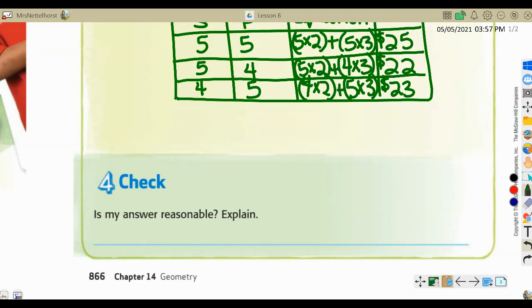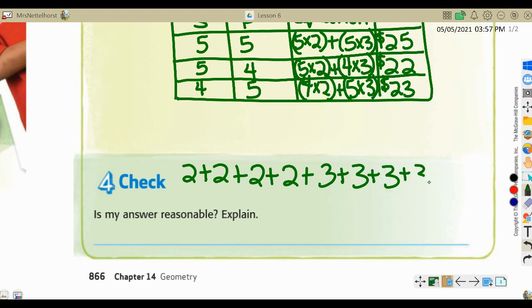Okay, so let's just add them up. We have 4 sticker sheets, so we'll do 2 plus 2 plus 2 plus 2, plus, and then we need 5 of the 3s. 3 plus 3 plus 3 plus 3 plus 3. And we can use our touch math to help us do this. 1, 2, 3, 4, 5, 6, 7, 8, 9, 10, 11, 12, 13, 14, 15, 16, 17, 18, 19, 20, 21, 22, 23. So, is my answer reasonable?